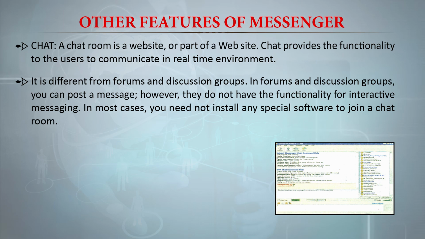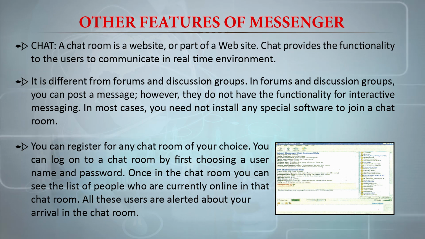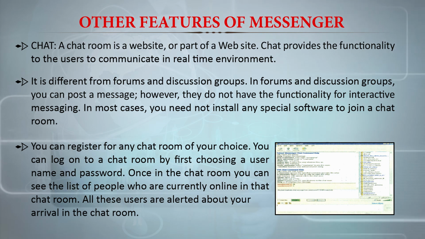And now let's have a look at the image. This is a chat window basically. So we can register for any chat room of our choice. We can log onto a chat room by first choosing a username and password. Once in the chat room, we can see the list of people who are currently online in that chat room. All these users are alerted about the arrival in the chat room.